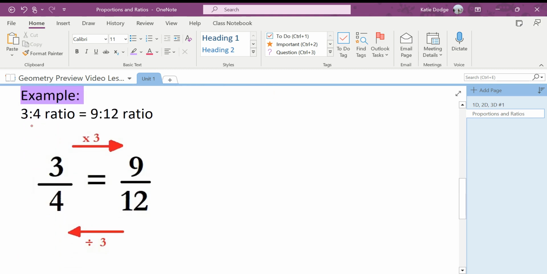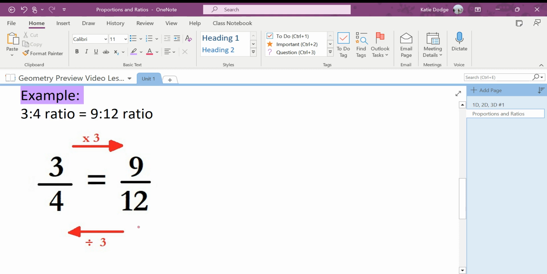So let's say I have a 3 to 4 ratio, and that is supposedly equal to a 9 to 12 ratio. To confirm that that's true, we could start on the smaller side with the smaller values, and try to figure out if there's a common multiplier. Well, 3 times 3 gives us 9. Does 4 times 3 also give us 12? The answer is yes. So we're starting to think this is true, that these are proportionate.